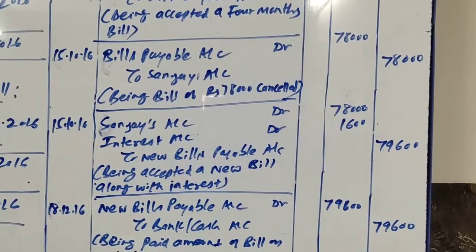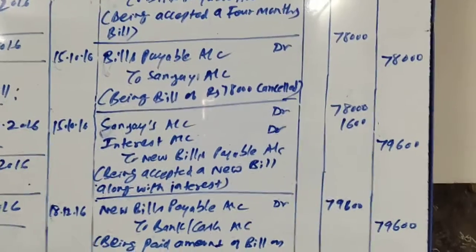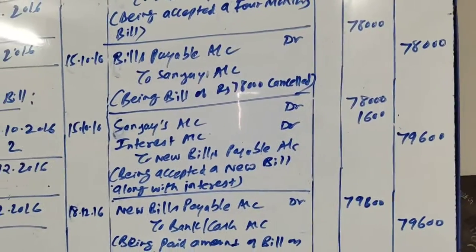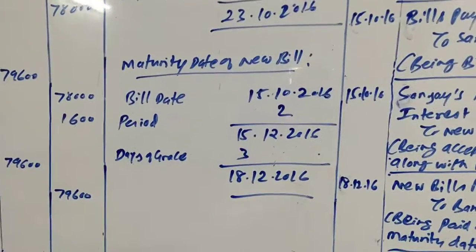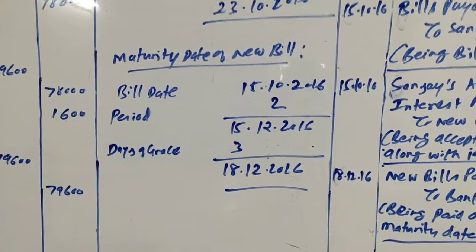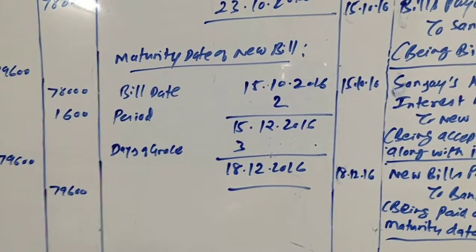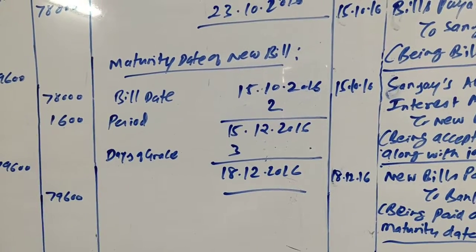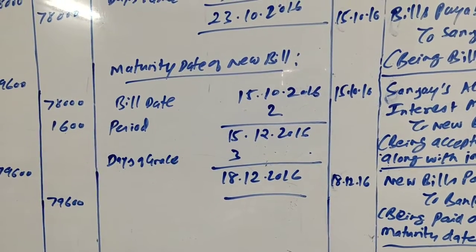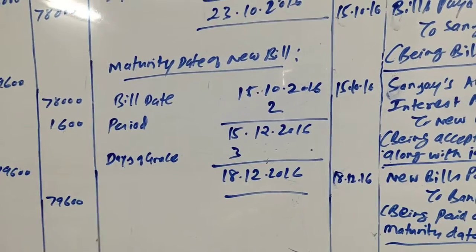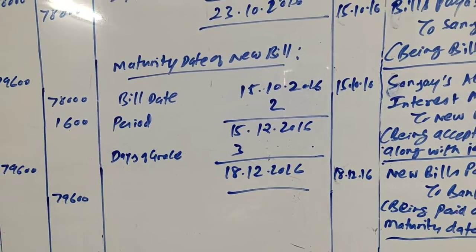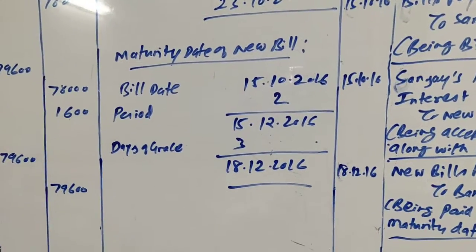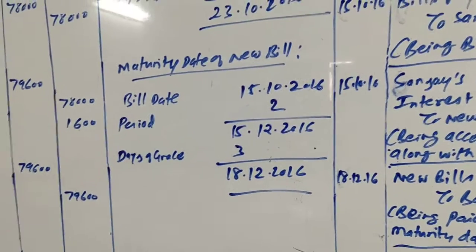Okay, now friends, we will find the maturity date of this new bill. The maturity date of the new bill will be calculated like this. The date of bill is 15/10/2016, period is 2 months, so total will be 15/12/2016 and 3 days of grace will be added, so 18/12/2016.